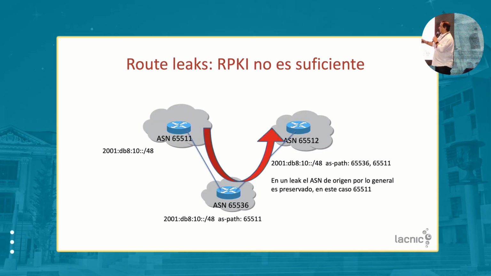So this is what we were saying regarding route leaks. In the case of route leaks, 65511 continues to originate, and the AS path is the one over here, 65536. So RPKI doesn't solve this because the origin autonomous system is not altered, is not changed. So the ROA will be all right.